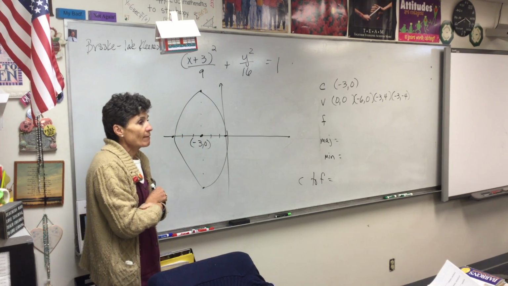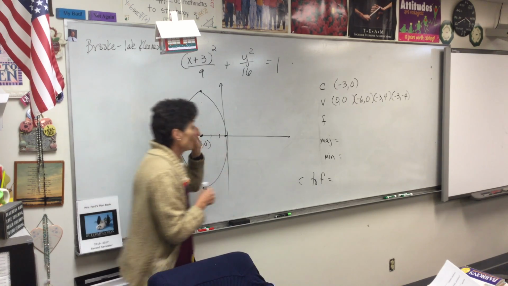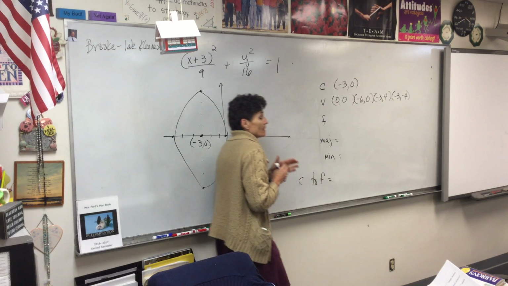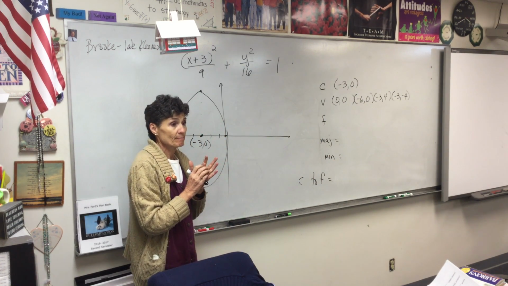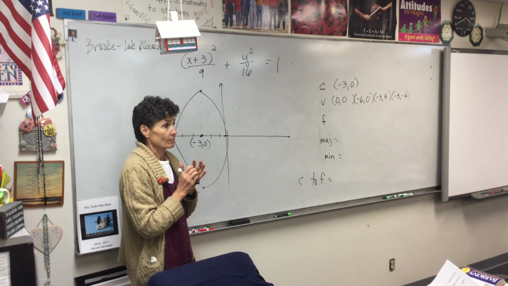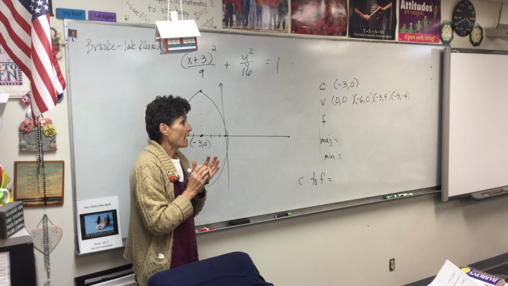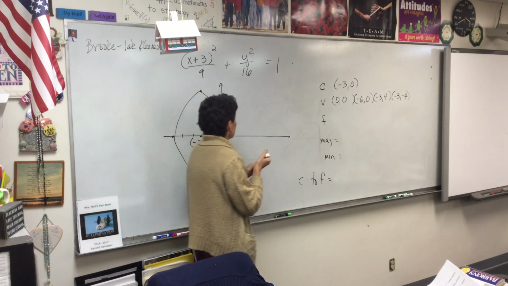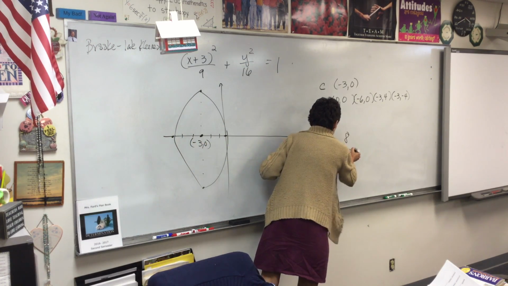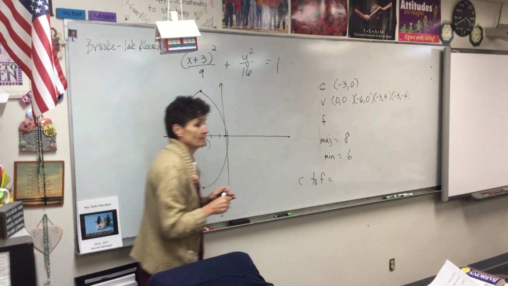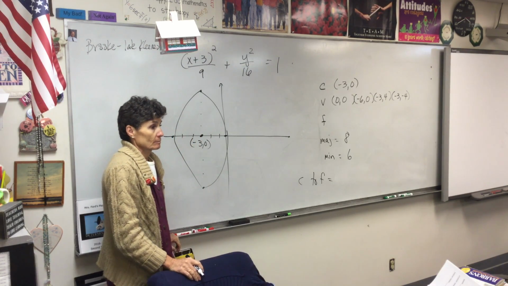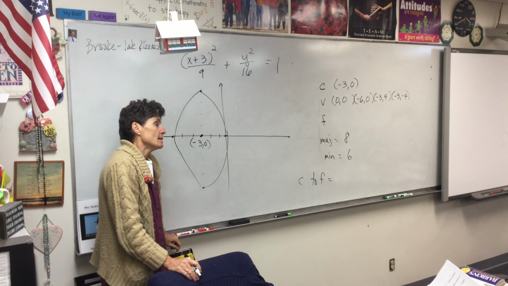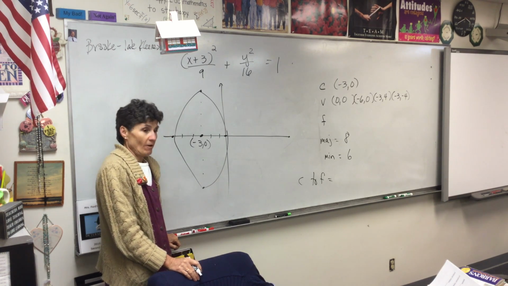Does anyone have a question about those 4 points? When you write them down, they can be in any order. It doesn't matter what order they're in. Everybody get those vertices? All right, how about the major and the minor axis? Did you get blanks for that? 8 and 6. Everybody okay with that? Good on that? Okay. Now, foci.